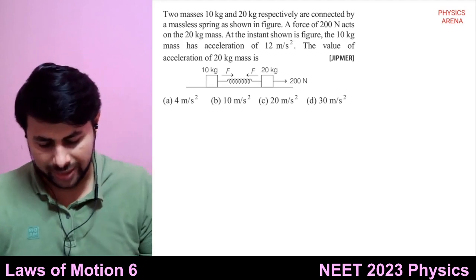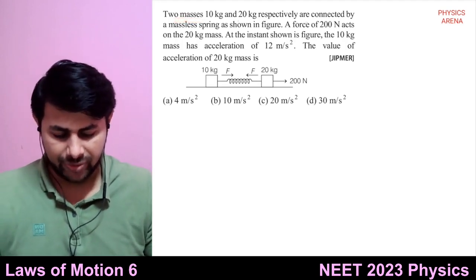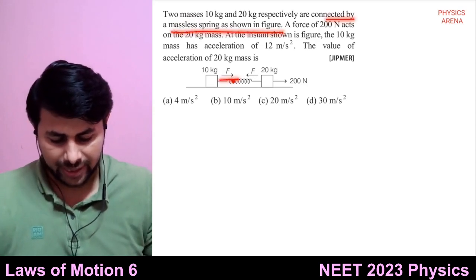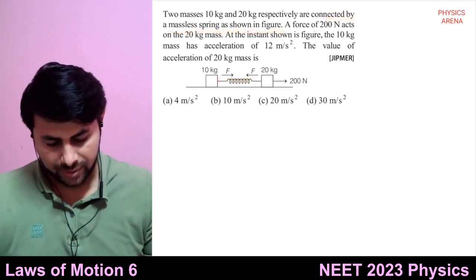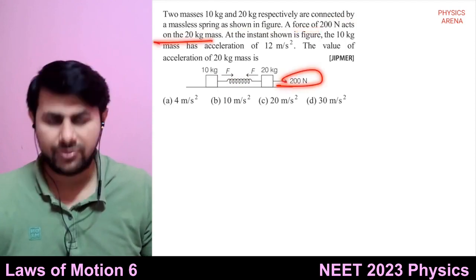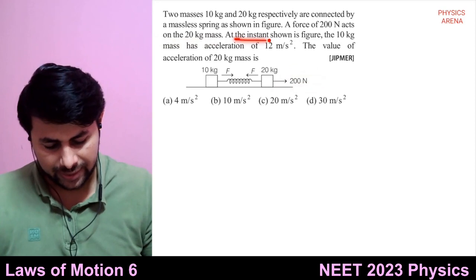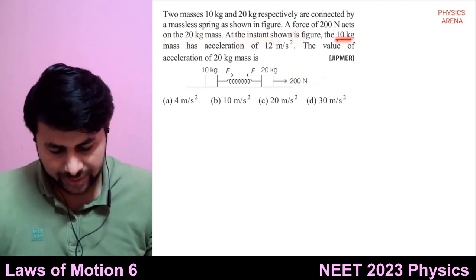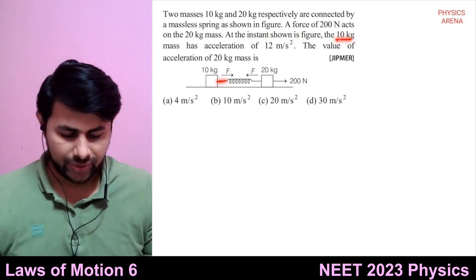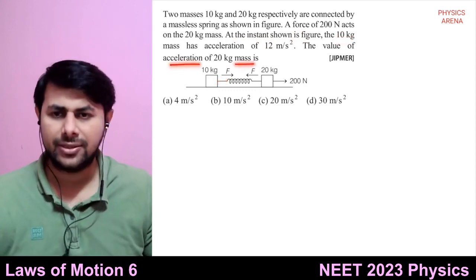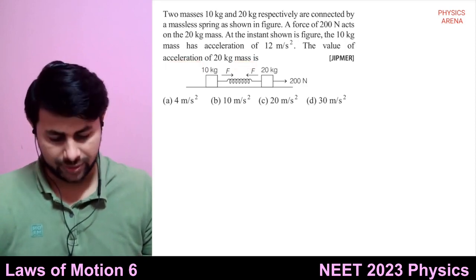See, there are two masses, 10 kg and 20 kg respectively. They are connected by a massless spring as shown in this figure. A force of 200 newtons acts on the 20 kg mass. At the instant shown in the figure, the 10 kg mass has an acceleration of 12 meters per second squared. The value of acceleration of the 20 kg mass is? This is the question.